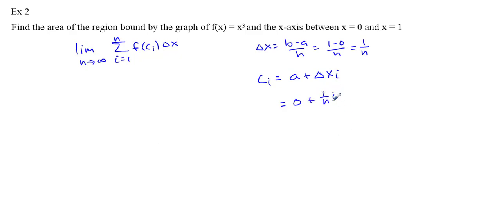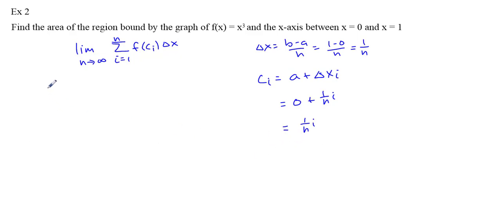Sometimes, if you watch other people do videos or other people work problems or other books, they put i in the numerator right away. I don't like to do that. And so our c sub i is just 1 over n times i. And the reason why I don't do that is because I know that this is going to get factored out eventually. Okay?